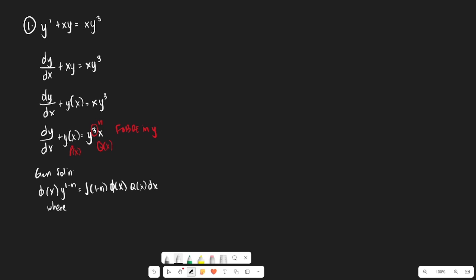where phi of x is equal to e raised to the integral of 1 minus n, sorry, times p of x dx.